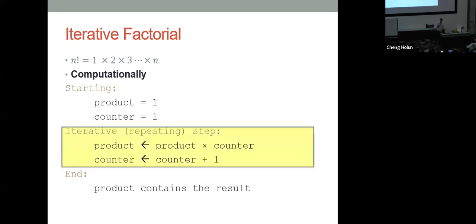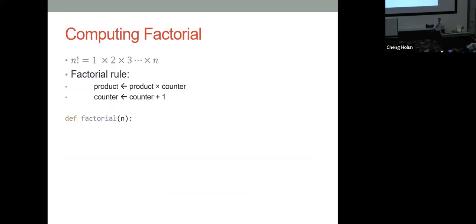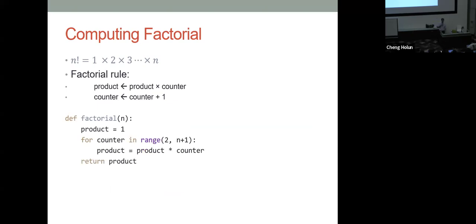This is the part of iteration. So if you really want to write the code, you can use a for loop. Product is equal to 1, and for counter in range 2 to n plus 1. This is the multiplication, and return product.